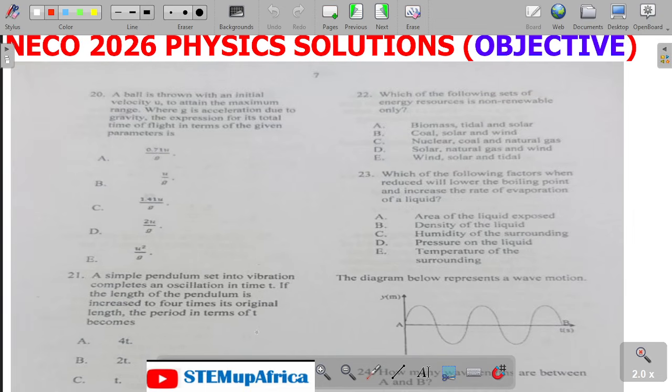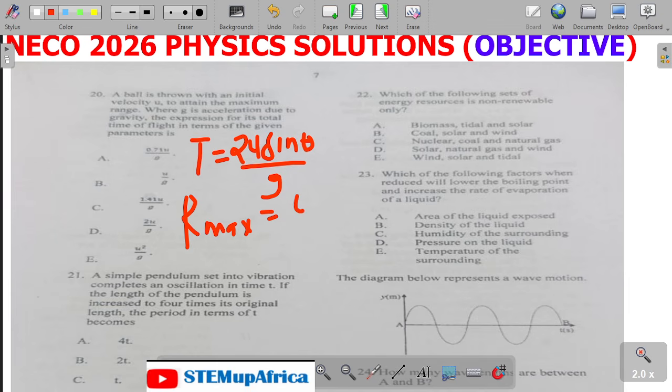Number 20. Say a ball is thrown with an initial velocity u and attains the maximum range. To get the time of flight, the time of flight is t equals 2u sine theta over g. For the range to be maximal, the maximum range is u squared over g. The angle must be 45 degrees for you to obtain the maximum range.